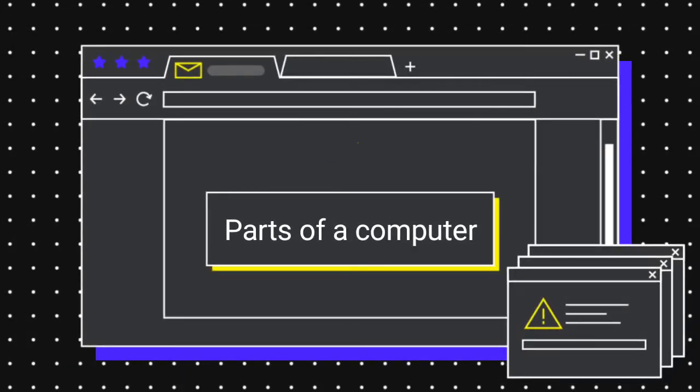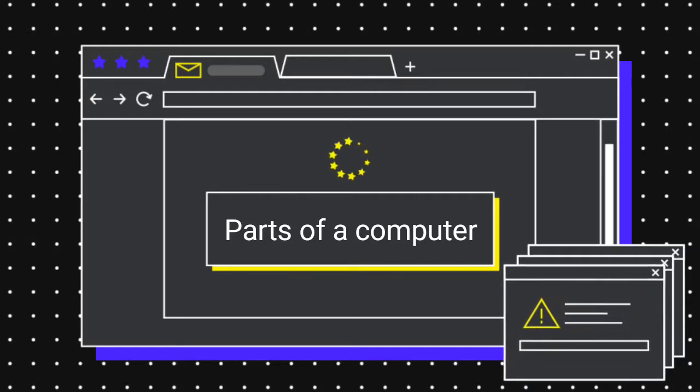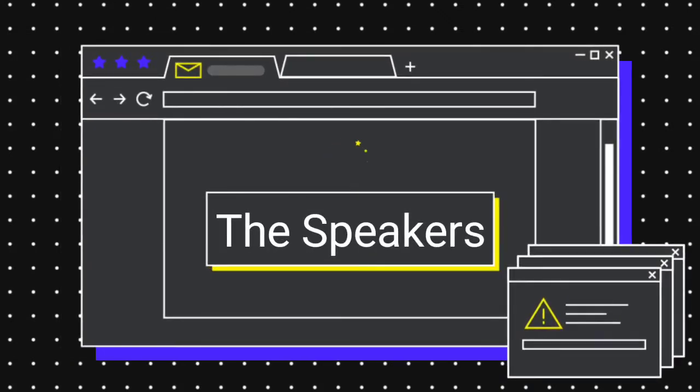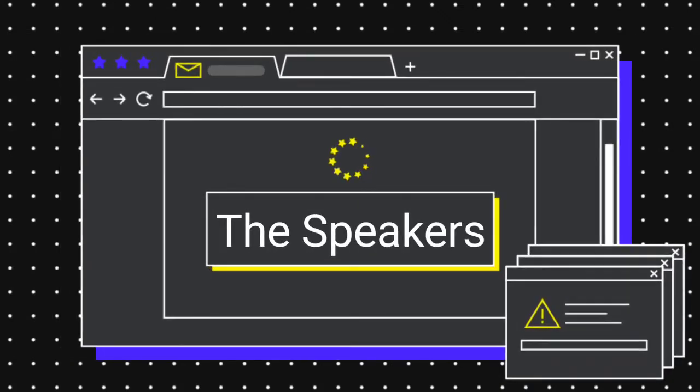Today, we are going to continue the second lesson of Introduction to Computers, Standard 1, Parts of a Computer. In the previous video, we have learned about the mouse and the CPU. Now, we will learn about the speakers.